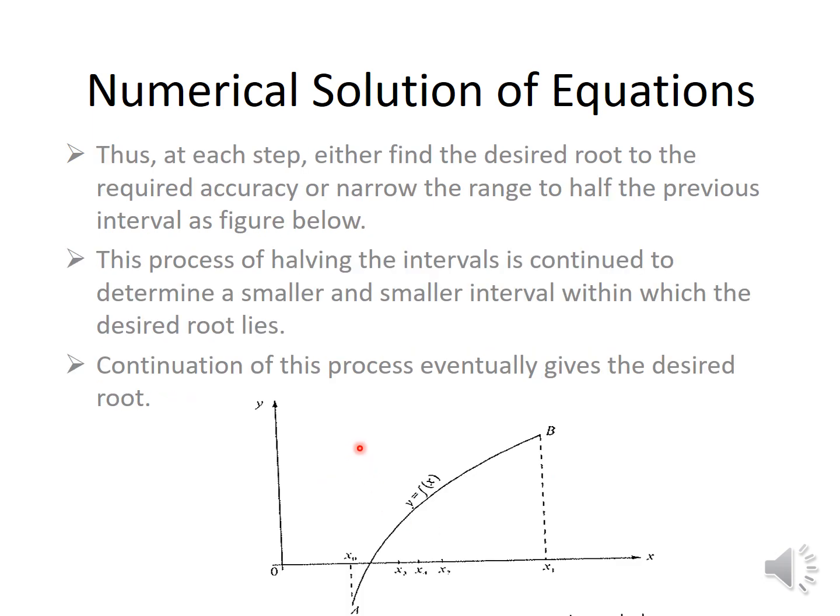So at each step, we either find the desired root to the required accuracy or narrow the range to half the previous interval, as figured below. This process of halving the interval continues to determine a smaller and smaller interval within which the desired root lies. Continuation of this process eventually gives the desired root.